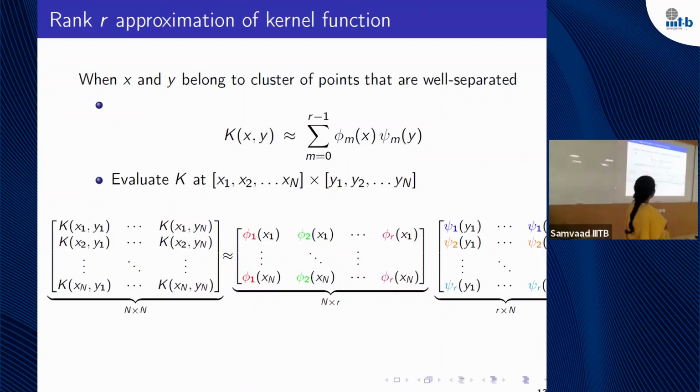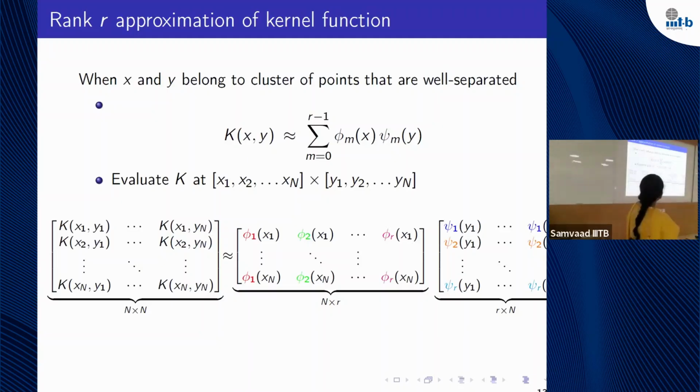So if you carefully see here, the first column is the evaluation of function phi1. The second column is the evaluation of phi2. And the r-th column is the evaluation of function phi r. So these form the column basis. Each of these functions forms the column basis of this matrix K. And here I have the first row as psi1, the second row is the evaluation of psi2, and so on. So each row here corresponds to the row basis of this matrix.